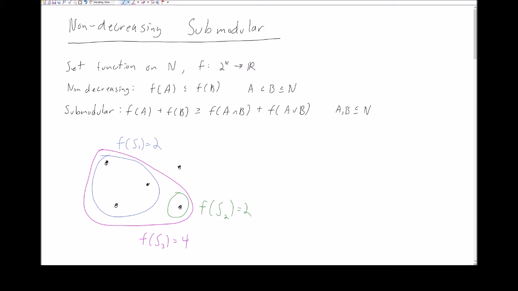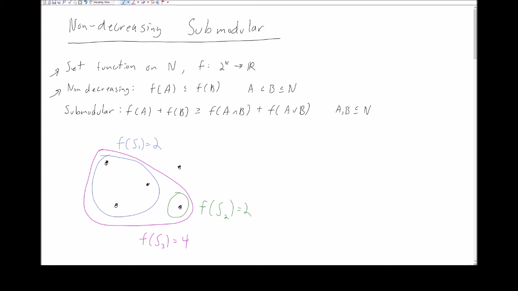These functions are going to be set functions. That is, these functions map every set that's a subset of a superset N to a real number. And this function is going to have two properties. It's going to be non-decreasing. That is, if we look at two sets A and B, and A is a subset of B, the function evaluated at the smaller set is a lower value than the function evaluated at the larger set.